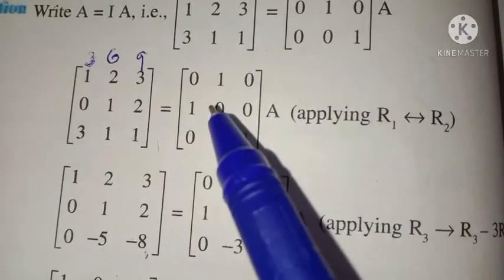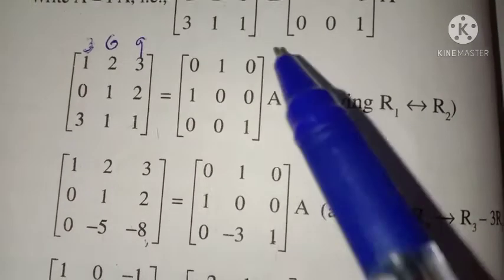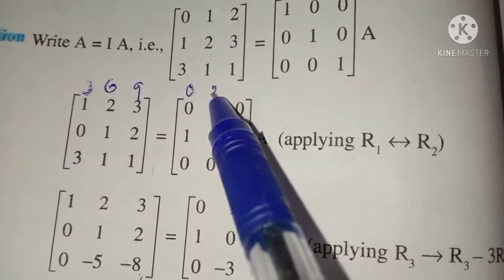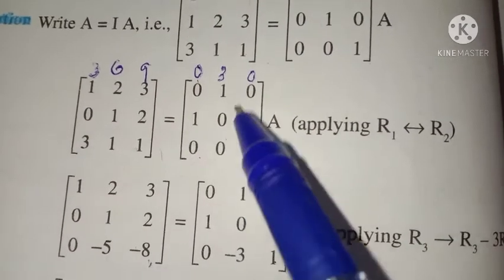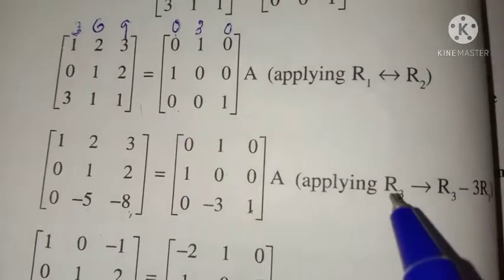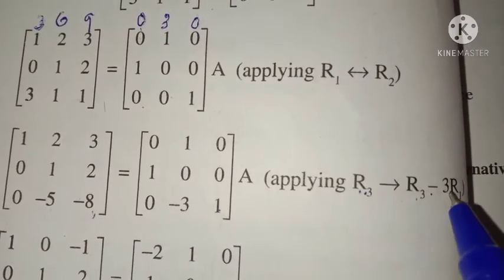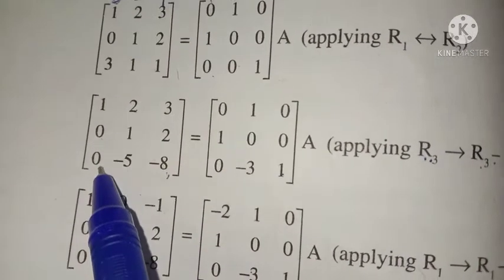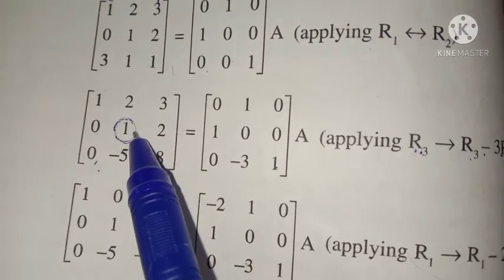Similarly, there is no change in the first row and second row. We are going to change the third row. That is multiplying 3, 0, 3, 0. Now subtract: 0 minus 0, 0. 0 minus 3, minus 3. 1 minus 0, 1. Okay. So we changed R3 as R3 minus 3R1. So the first column is okay: 1, 0, 0.